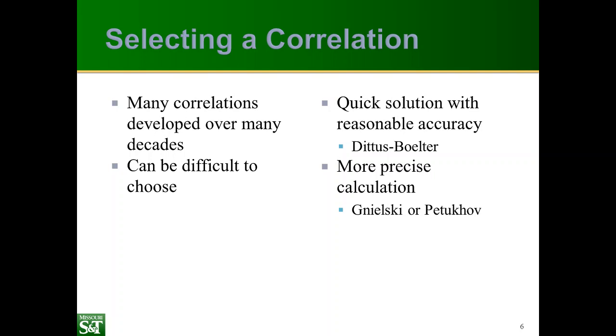So be careful. Be aware of the limits of these correlations. Make sure you're within the range of conditions they're applicable for. And just pay attention to the definition of the Nusselt number, the length scale, which is typically going to be the hydraulic diameter.